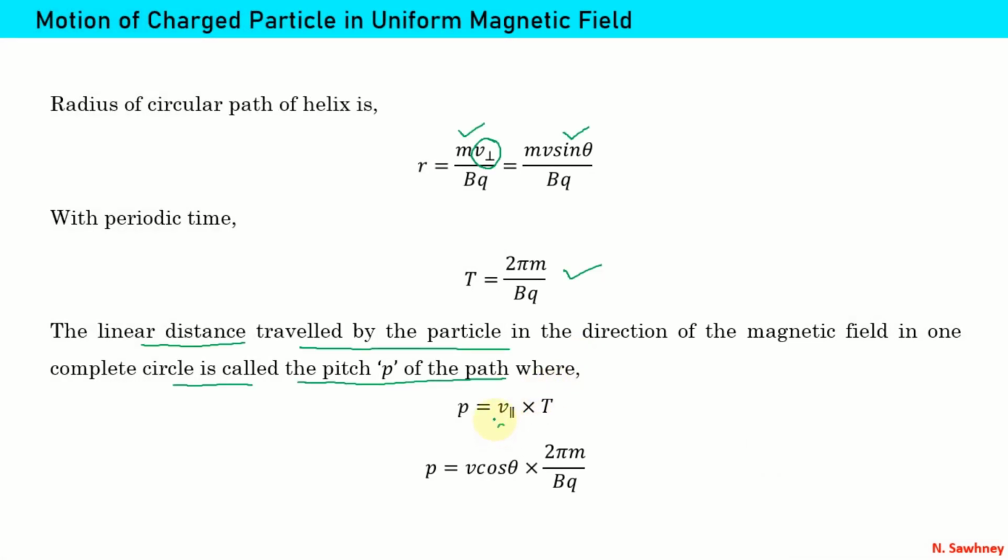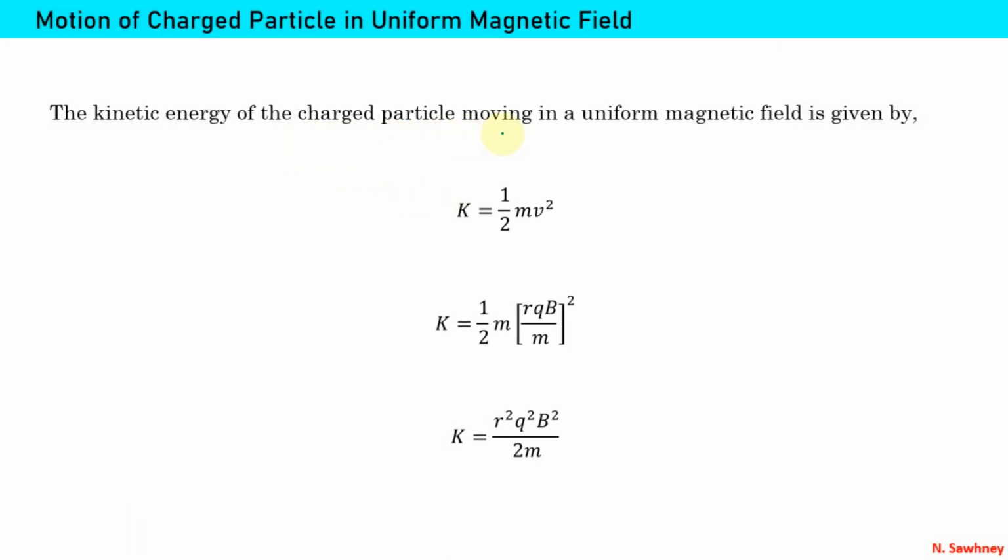This linear distance is due to the parallel component of the velocity. So the pitch can be calculated as velocity into time period, and the velocity will be taken as the parallel component, that is v cos theta into time period 2πm/Bq. The kinetic energy of the charged particle moving in the uniform magnetic field is given by half mv². Putting down the velocity v from earlier calculations, we have obtained this expression, and finally we have obtained the kinetic energy expression, that is r²q²B²/2m.